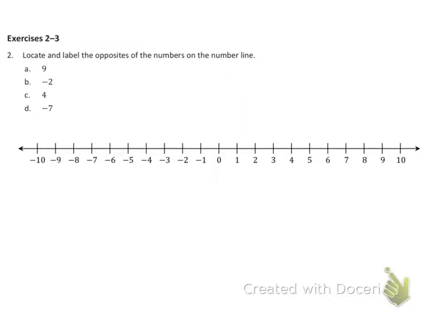So now we're on exercise 2. Locate and label the opposite of the numbers on the number line. So don't let this trick you. It's locate and label the opposites. So think about it. Let's look at letter A. I have 9. But I need to locate its opposite on the number line. So the opposite of 9 is negative 9. And I'm going to label that point A.